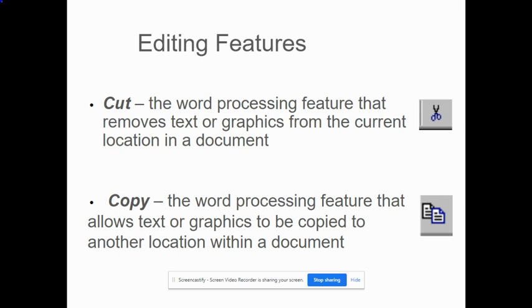Editing features include cut and copy. Cut is where you highlight the text, right-click on it, and cut the text because you're going to move it somewhere else, or a graphic. Copy is when you're going to make a copy of the text or graphic.